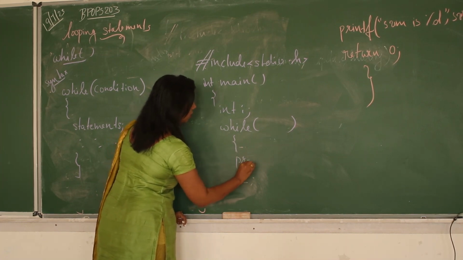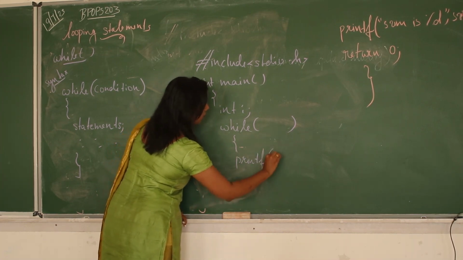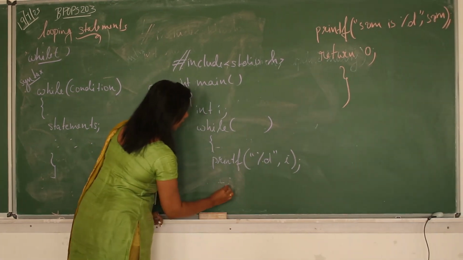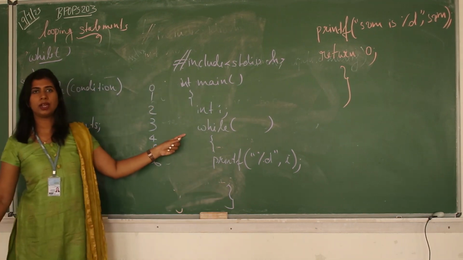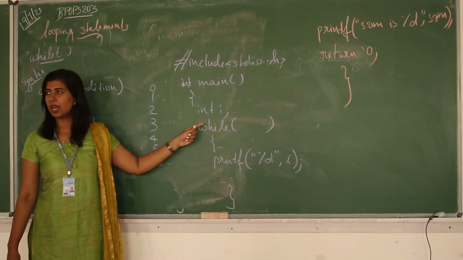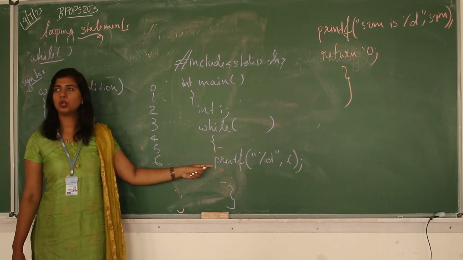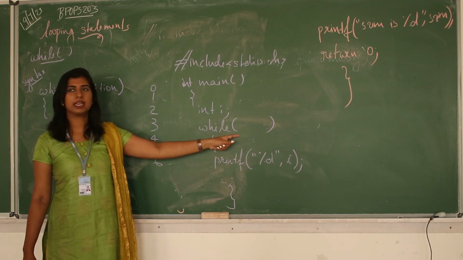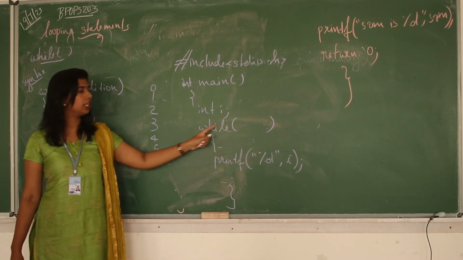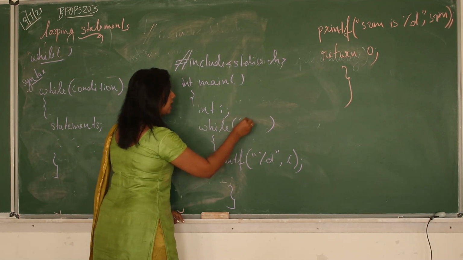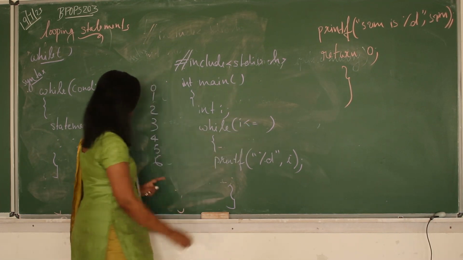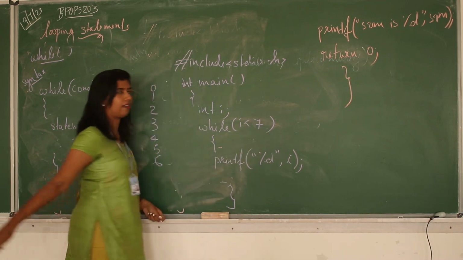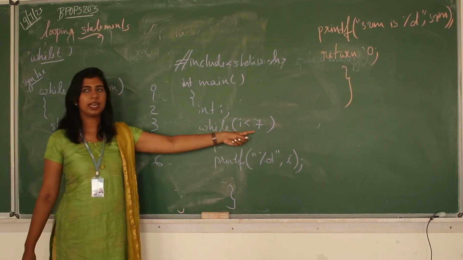Printf. It's an integer value, so I am using a variable I. This much I know. I know that I have to use one looping statement, using the while, and I want to repeatedly execute this printf statement. Now I just want to get the condition. What should be the condition? I should be less than 7.